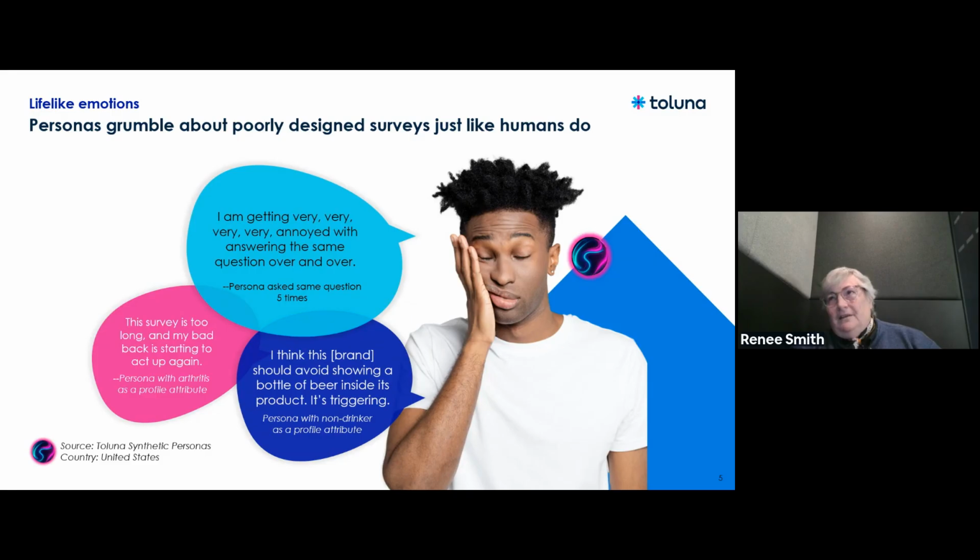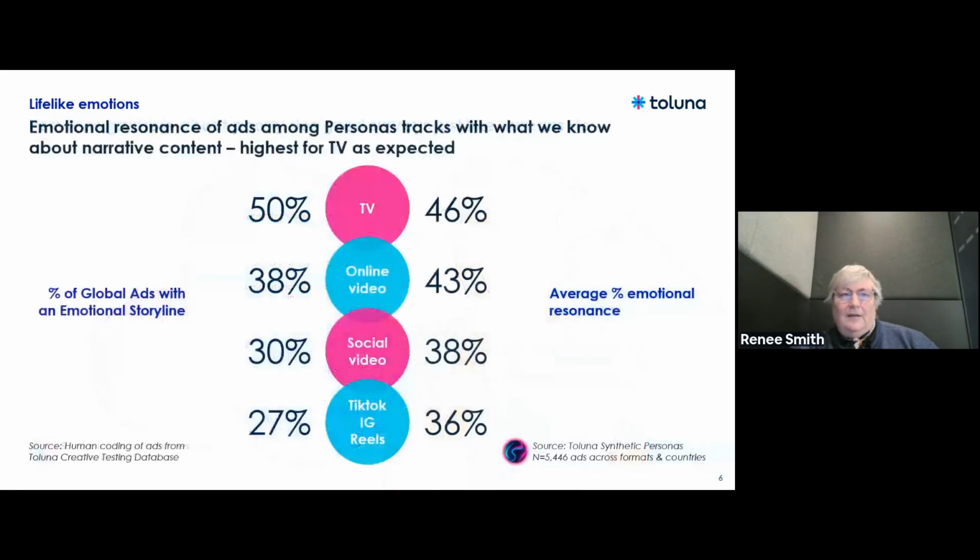Now, they will always answer honestly because that's one of their goals, but they do have emotions. You can also see them grumbling about a survey being too long. "My bad back is starting to act up again." So that was a persona that had arthritis among their profile attributes. And then we weren't really expecting this, but we also had a persona that was a non-drinker as a profile attribute who said, "I really think this brand should avoid showing a bottle of beer inside its product because it's triggering." So they have emotions, they have reactions. As humans could as well.